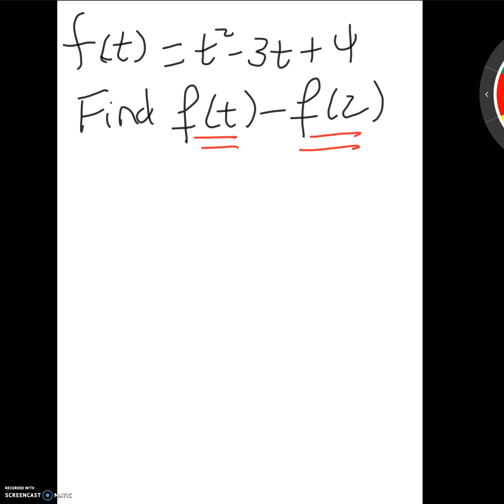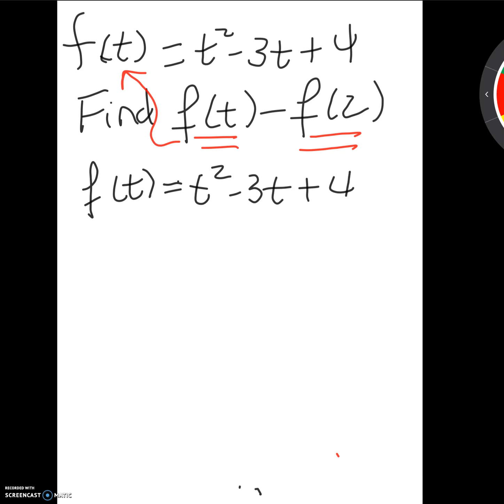Well, let's talk about that f of t. Do you see f of t anywhere else? Of course you do. We see f of t right over there. And we know that f of t is the same thing as saying t squared minus 3t plus 4. So substituting this in, and we're just going to substitute it into little bits and pieces, we know f of t is t squared minus 3t plus 4. So let's just leave that there.